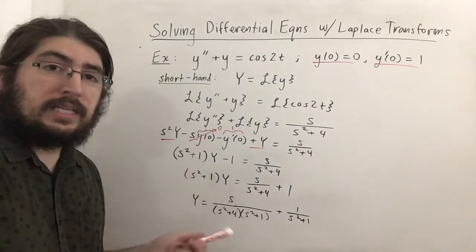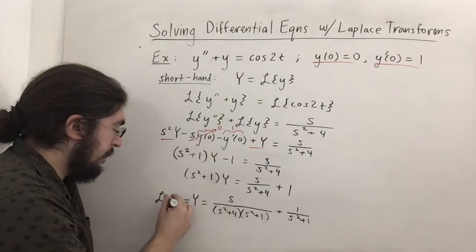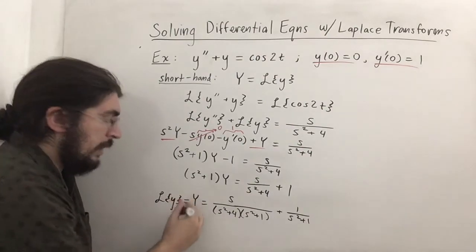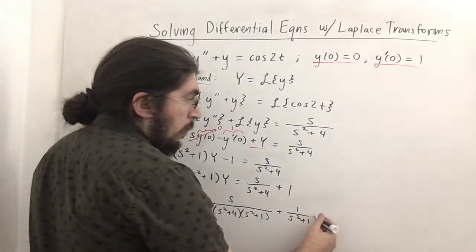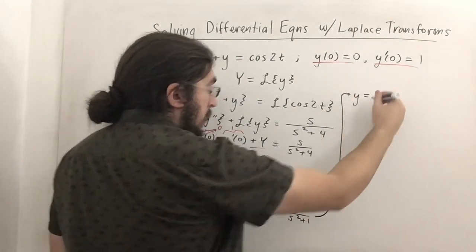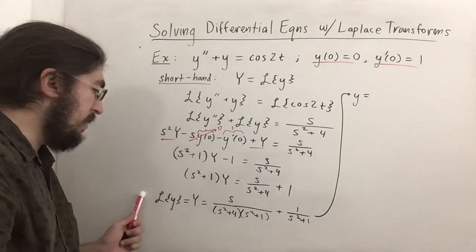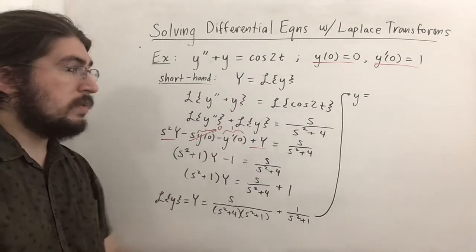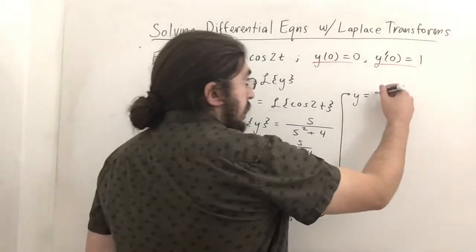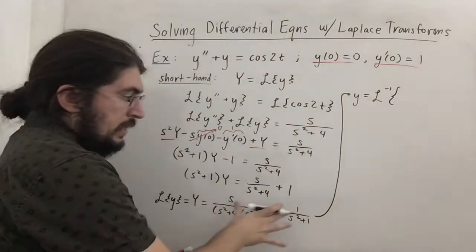Perfect. At this point, we're going to use the fact that capital Y really represents Laplace of y. So now we're going to take the Laplace inverse of each side to get y by itself. So now we're going to say lowercase y is equal to Laplace inverse of this side, because taking Laplace inverse of this cancels Laplace and just leaves us with y by itself. So we're going to take Laplace inverse of this whole side.